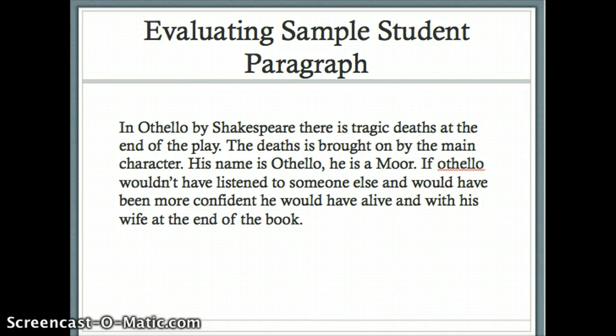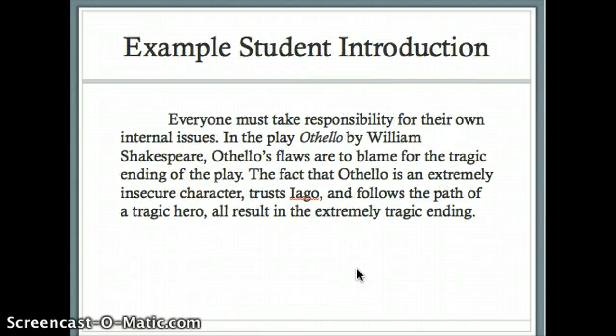So we'll look at a good example now of an introductory paragraph. So here's another example of a more successful or stronger introductory paragraph. So I'll read it out loud and then we'll talk about why this one is better. "Everybody must take responsibility for their own internal issues. In the play Othello by William Shakespeare, Othello's flaws are to blame for the tragic ending of the play. The fact that Othello is an extremely insecure character, trusts Iago, and follows the path of a tragic hero all result in the extremely tragic ending."